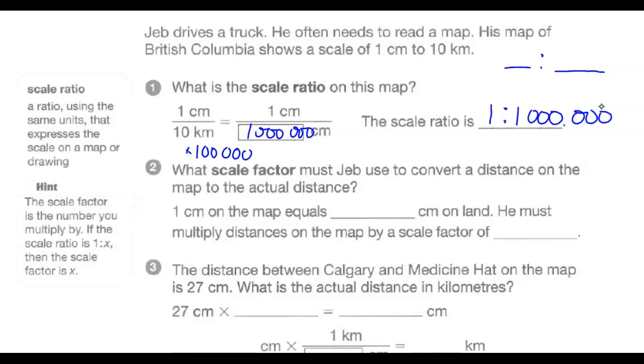So what scale factor must Jeb use to convert a distance on the map to the actual distance? 1 centimeter on the map equals 1,000,000 centimeters on land. So we must multiply distances on the map by a scale factor of 1,000,000.